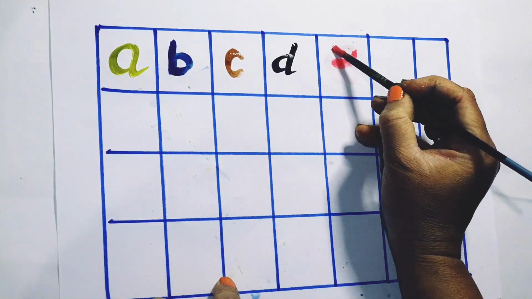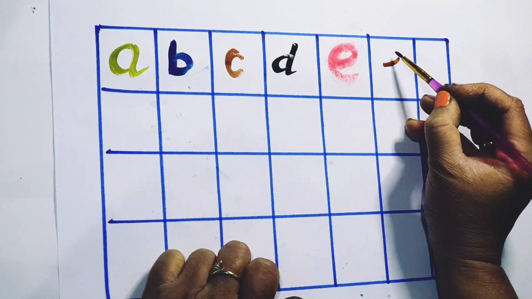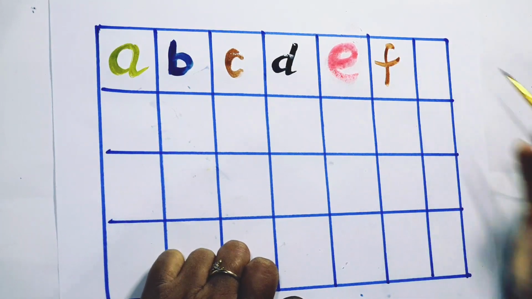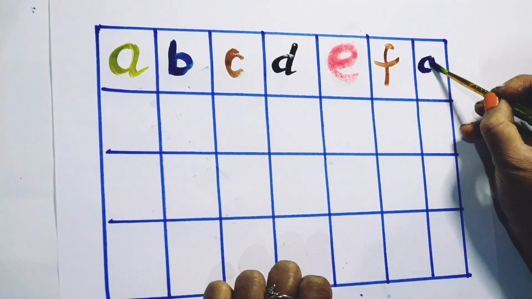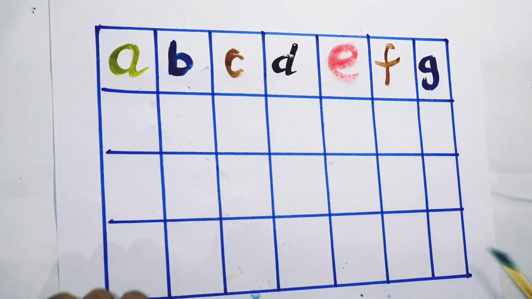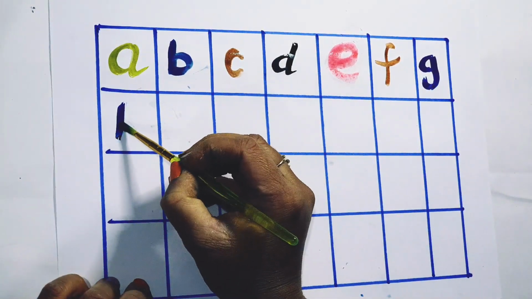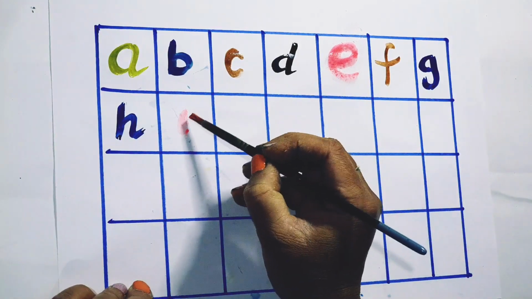Pink color. E. E for eggplant. Brown color. F. F for fish. Blue color. G. G for goat. Blue color. H. H for hand. Pink color.